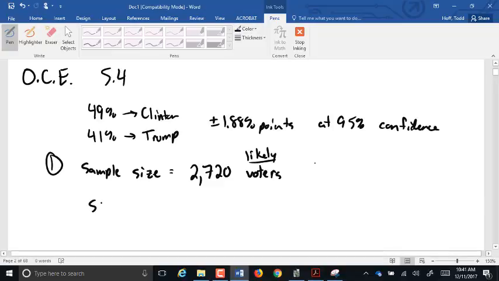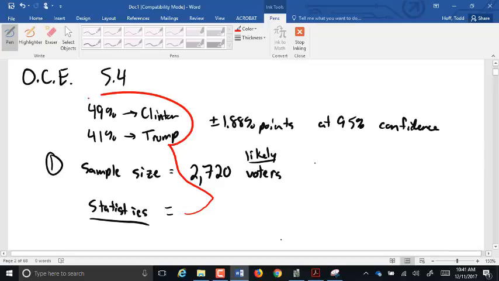Sample statistic. Remember, a statistic is something that describes the sample. There are 2 statistics here. Can you tell me what they are? Perfect. Those are our sample statistics. And of course, included with that, we should include there is that margin of error.